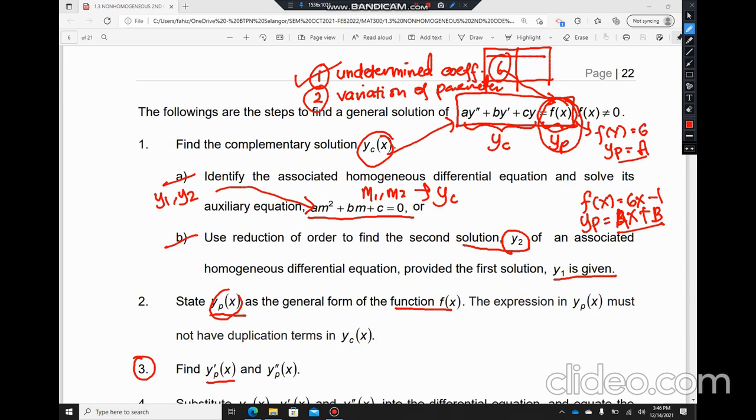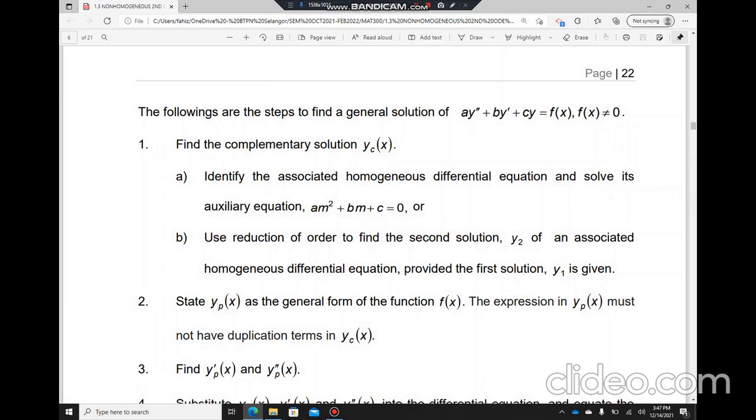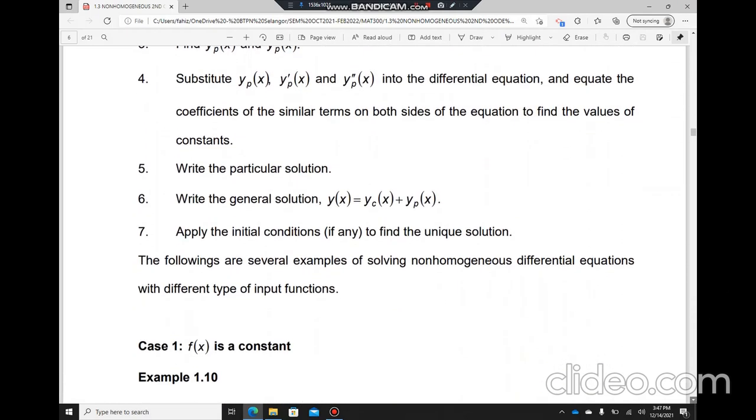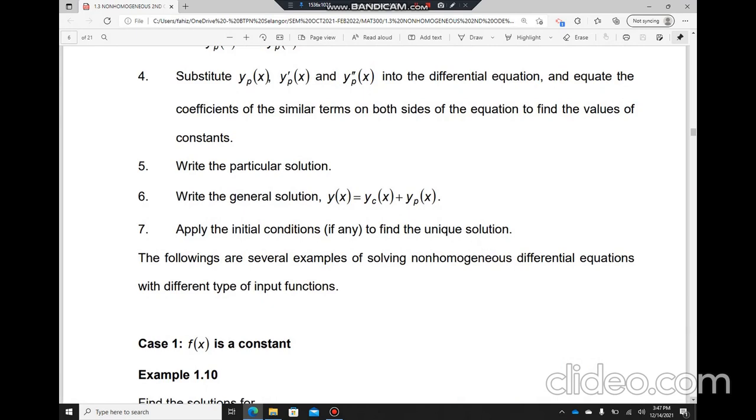Then next, substitute yp, y prime p and y double prime p into the differential equation and equate the coefficients of the similar terms on both sides of the equation to find the values of the constants. So once you have yp, y prime p and y double prime p, substitute them back into the equation. Then we equate left and right, equating the coefficients of the similar terms. We look for the same terms on both sides, and then find the values of the constants.